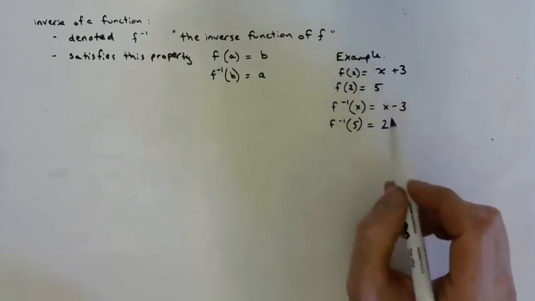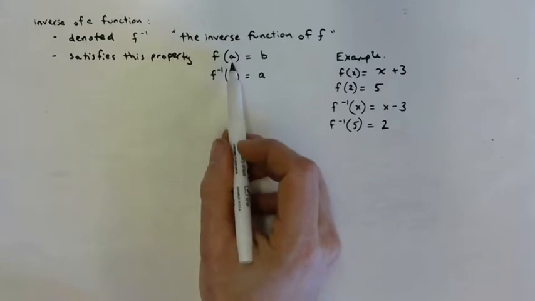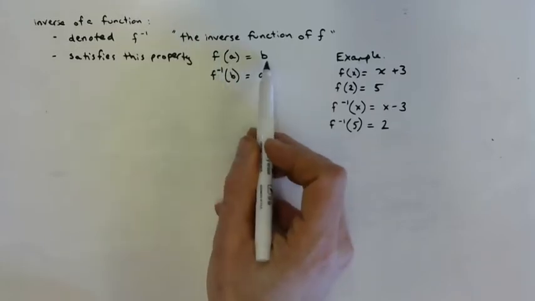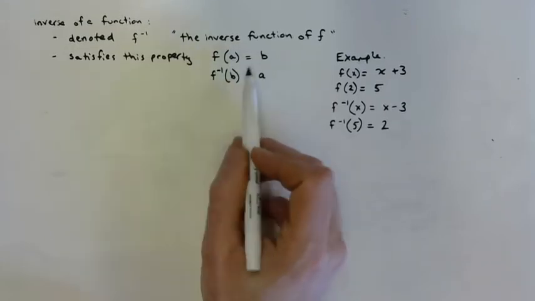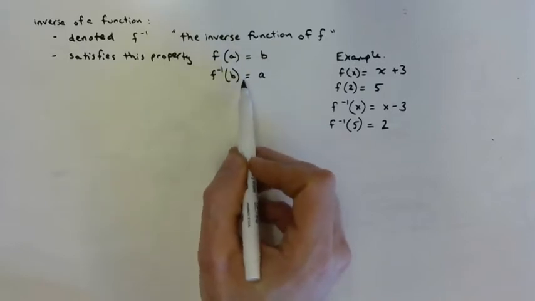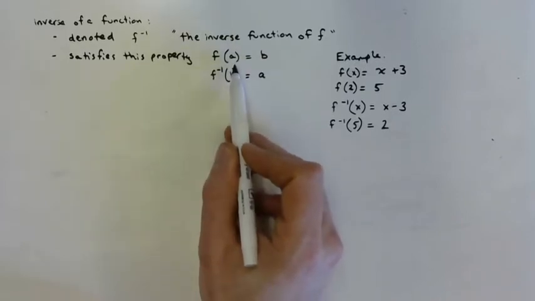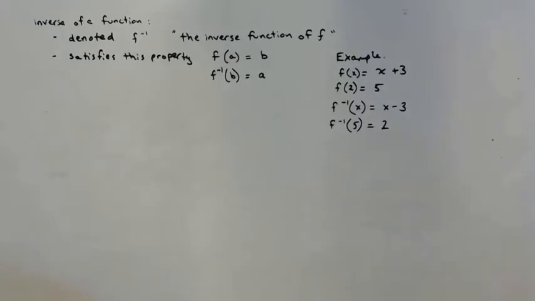Inverse functions satisfy the property: if I put something into the original function, I'll get something out. If I take the inverse function and put the output in, I'll get out my original input. That was a mouthful, but that's what's happening.